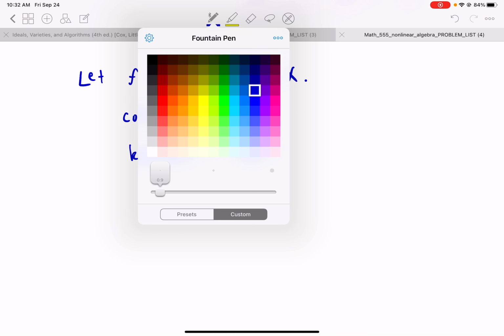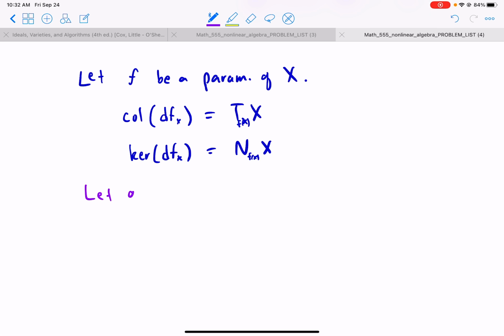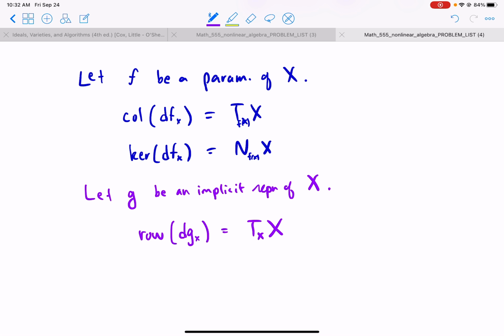Okay, and then the flip side of the coin is, let G be an implicit representation of X. So X is the preimage. Then the row space of dG at X is equal to the tangent space to X at X. And the left, and this is right?